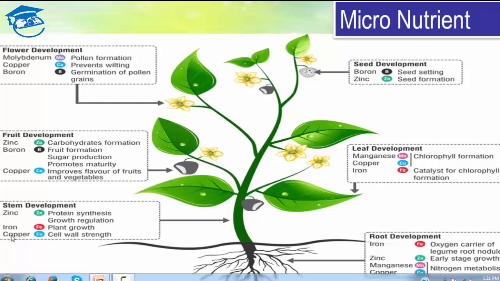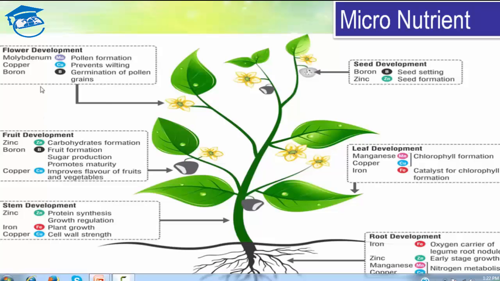Now there are three elements which are involved in fruit development. They are zinc, boron and copper. Zinc helps in carbohydrate formation. And what about boron? Boron helps in fruit formation. It also helps in sugar production, and it also promotes maturity of fruit. And what about copper? Copper also improves the flavor of fruits and vegetables.